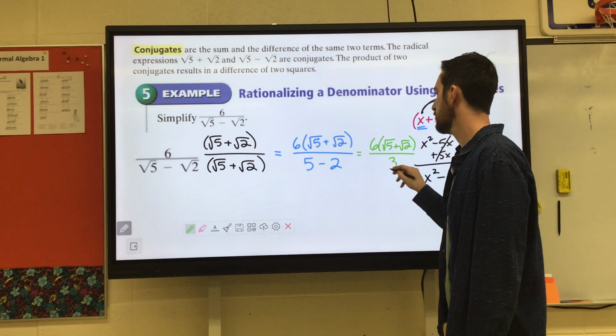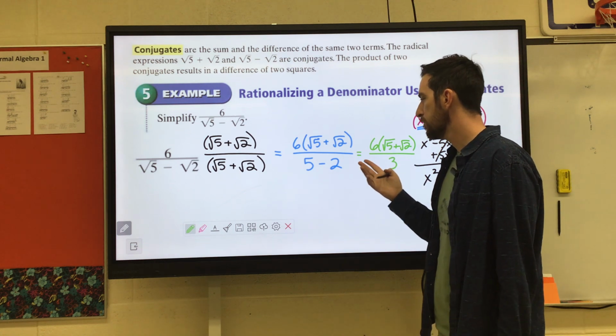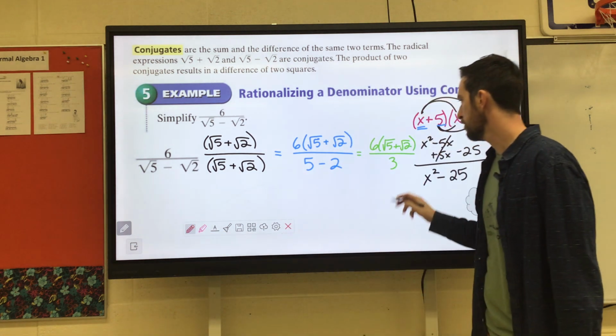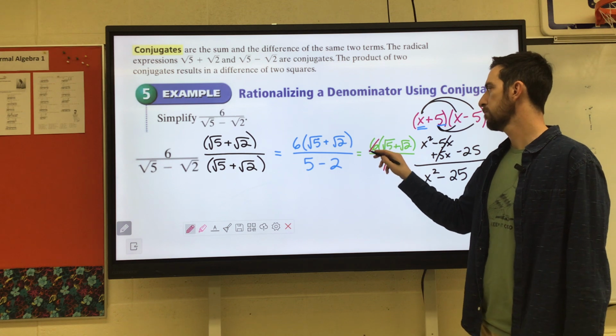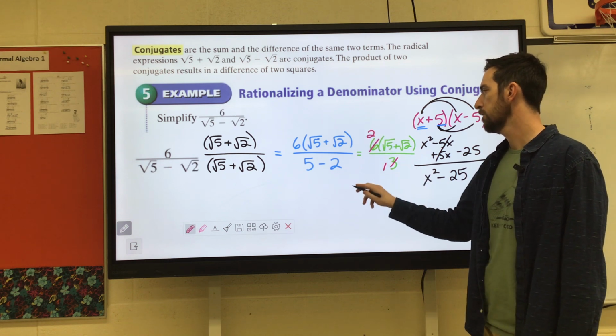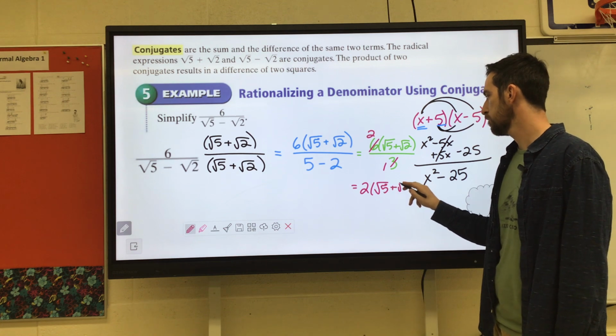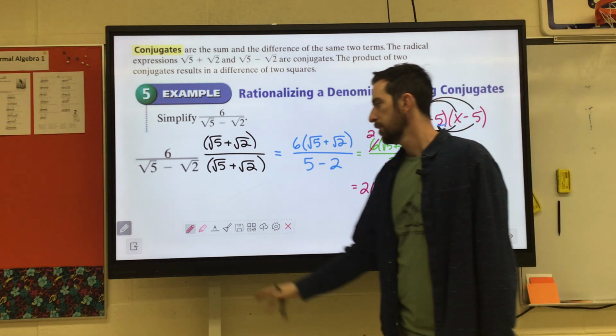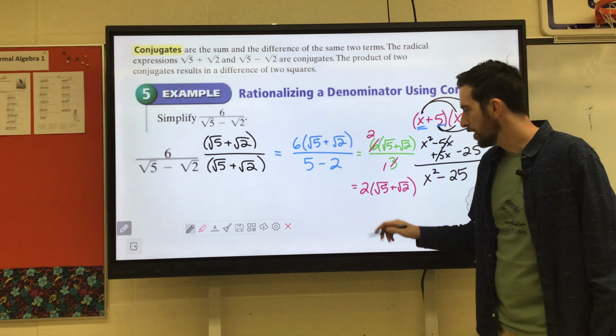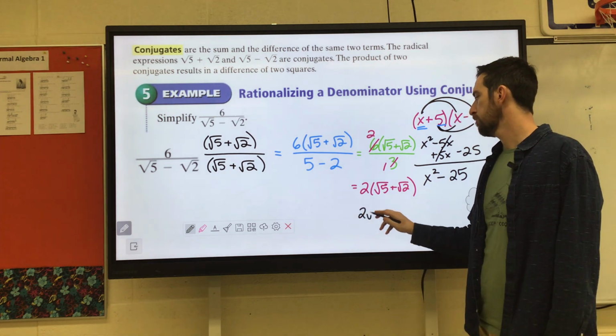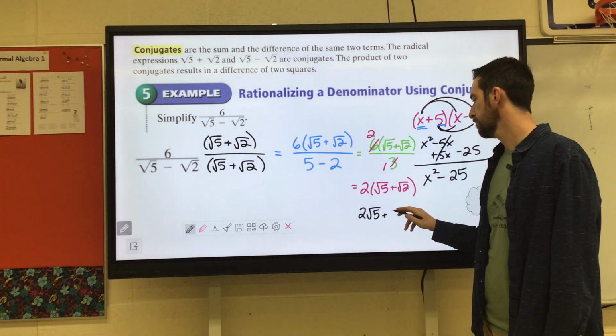Five minus 2 is 3. And then we have the 6 and the 3 to simplify. 3 goes into 3 once. 3 goes into 6 2 times. So it's just 2 times root 5 plus root 2, which, if you wanted, you could distribute that and make it 2 root 5 plus 2 root 2.